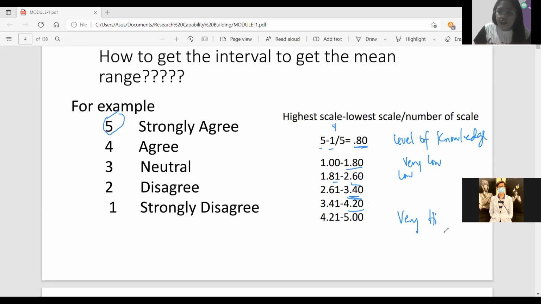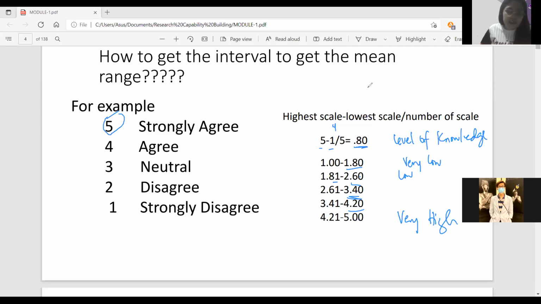And lastly, for example, this is very high. So the interpretation, if they get a score between 4.21 to 5.0, is very high. They have a very high level of knowledge of a certain phenomenon or occurrence. That is how you compute the range or interval in the interpretation of the scores using the Likert scale.